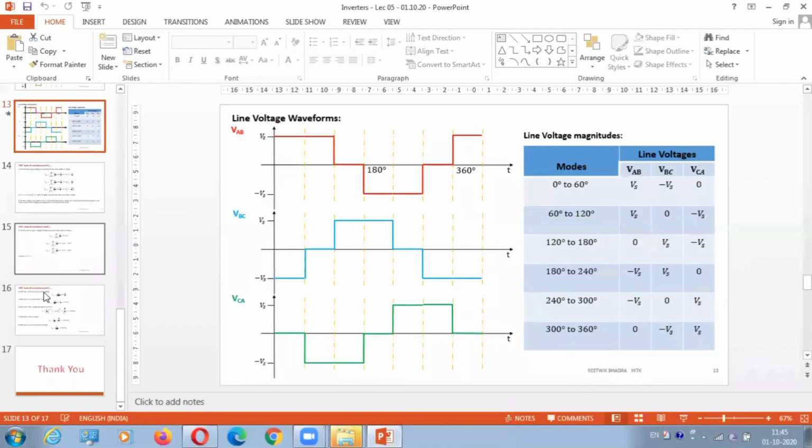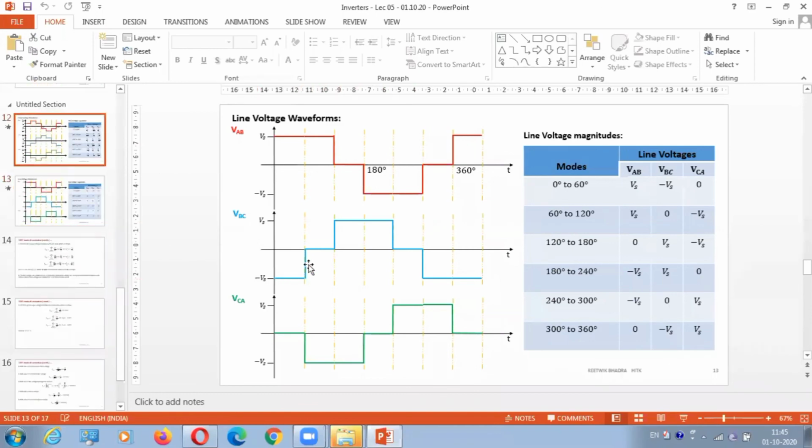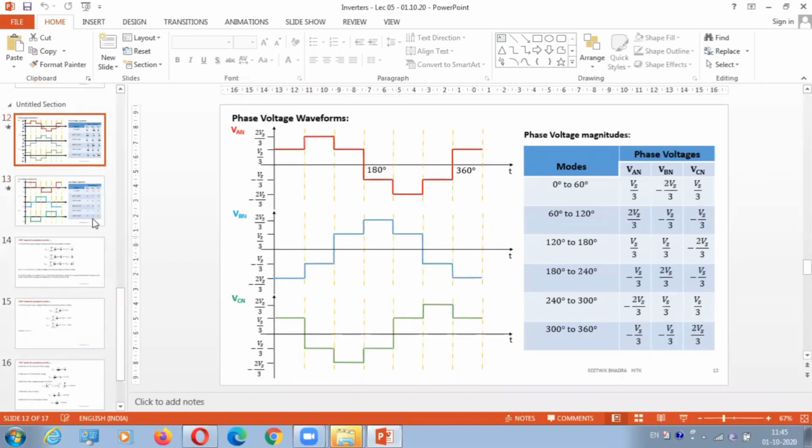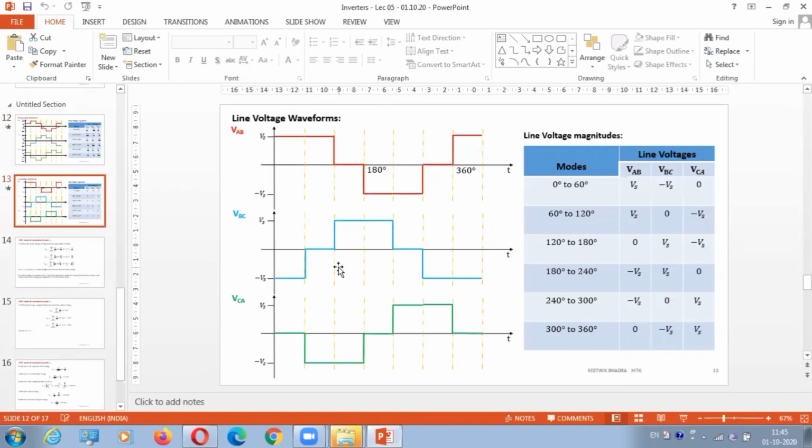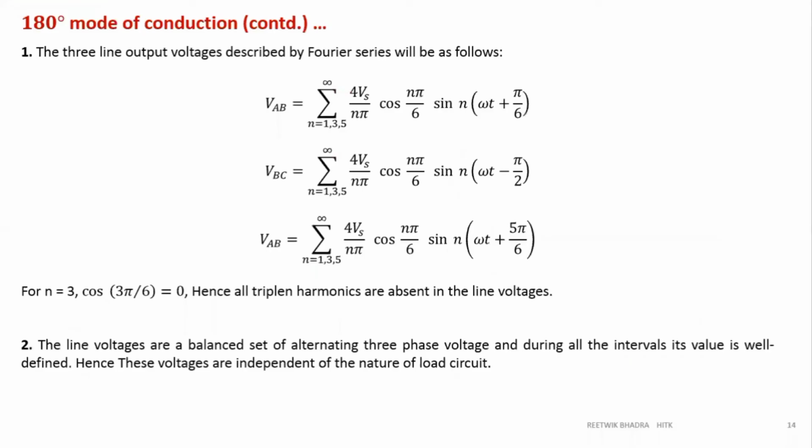If you look at this nature, over here these line voltages are constant, Vs only or minus Vs only, but in your phase voltages it is changing stepwise. So line voltages remain constant irrespective of the load, whatever load you take. That is my second point: the line voltages are all balanced and constant, irrespective of the nature of the load.